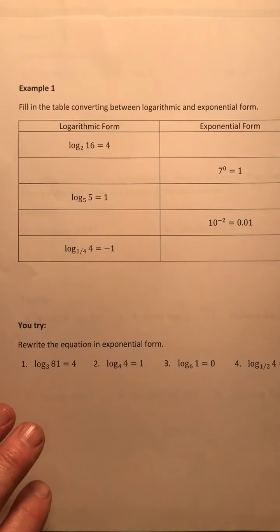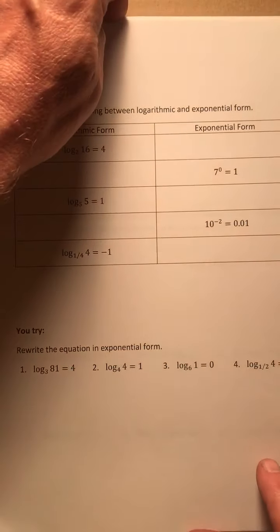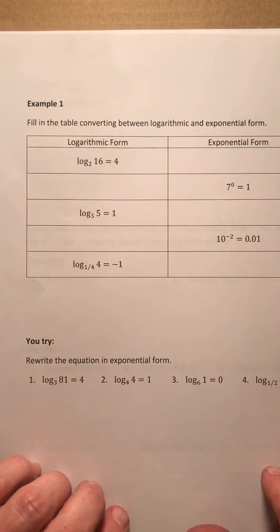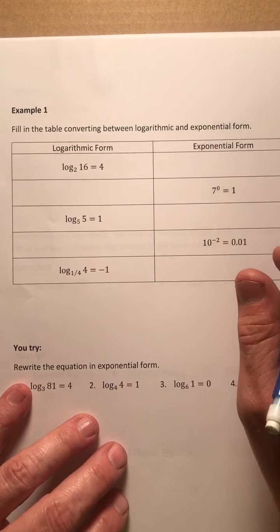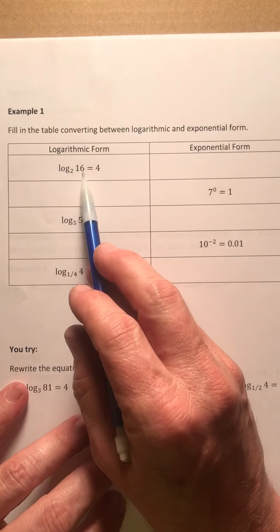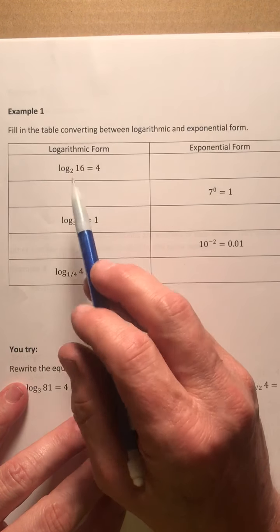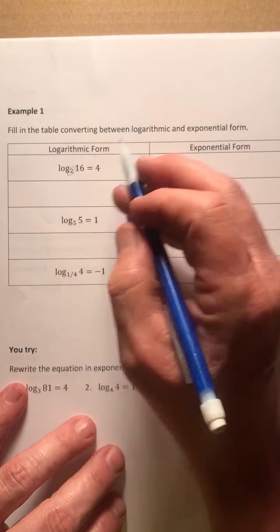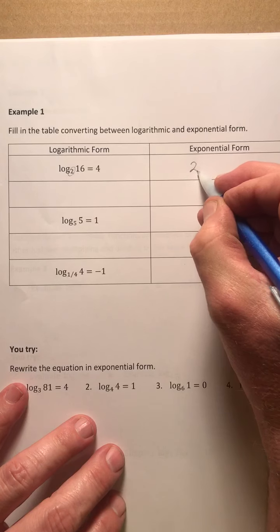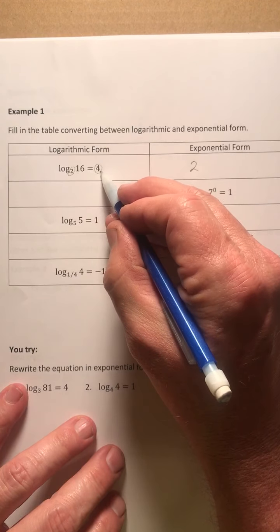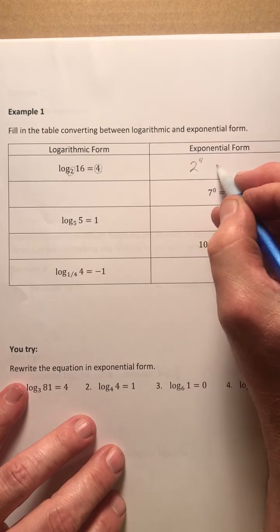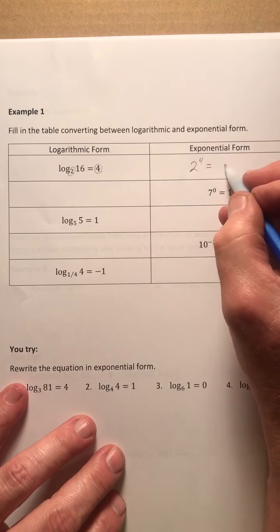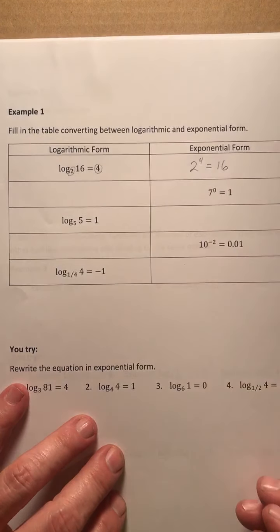So here we go. We're going to rewrite these in the different forms. We're going to take log base 2 of 16 is equal to 4. Again, in exponential form, this is our base, so we write the 2. This is our exponent, so we put to the 4th power, and then we make it equal 16.